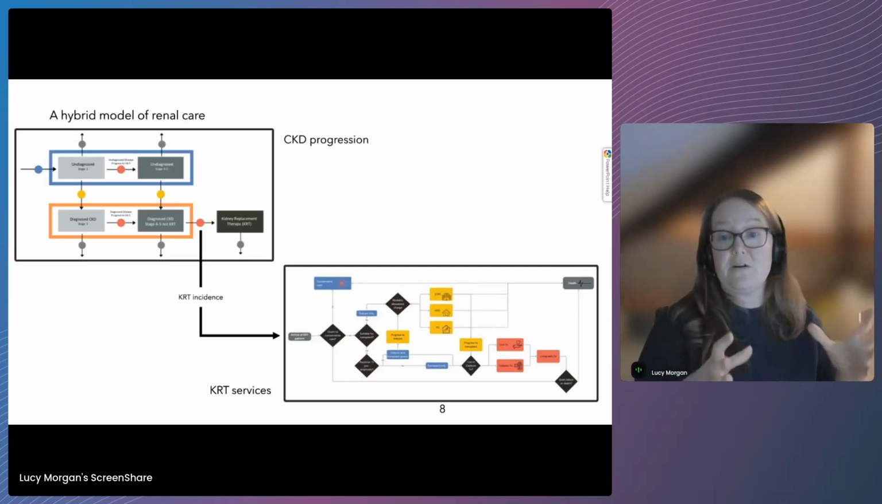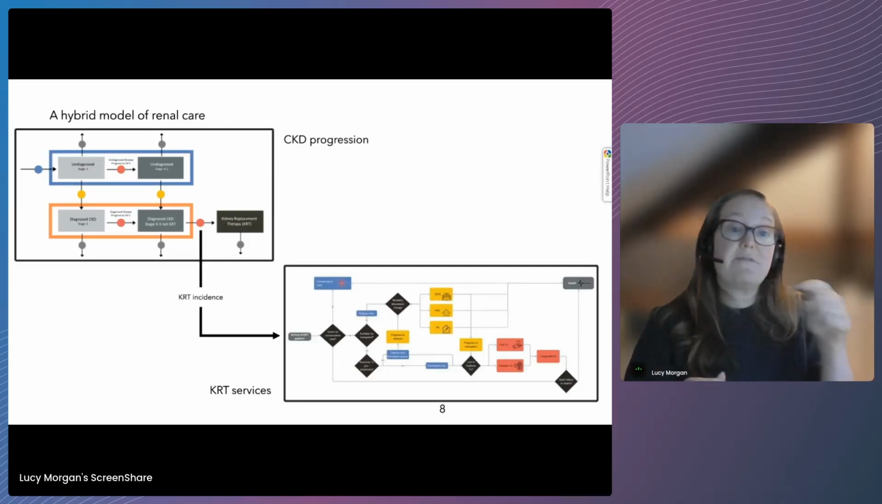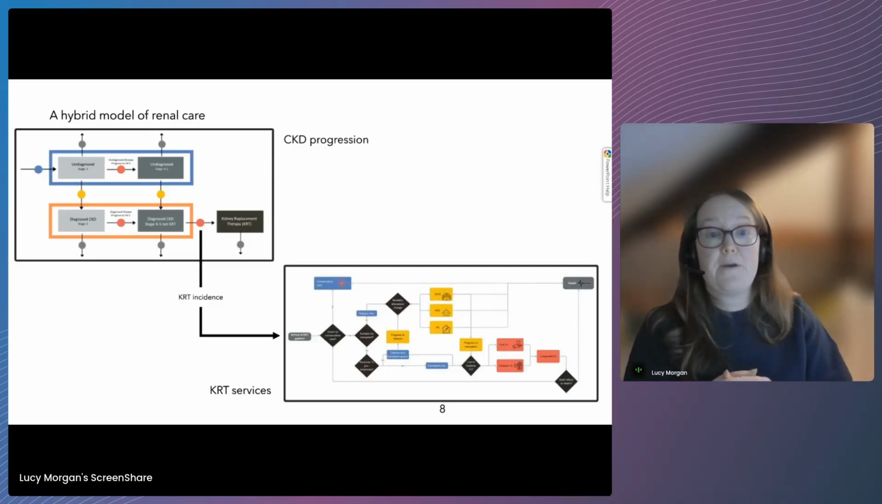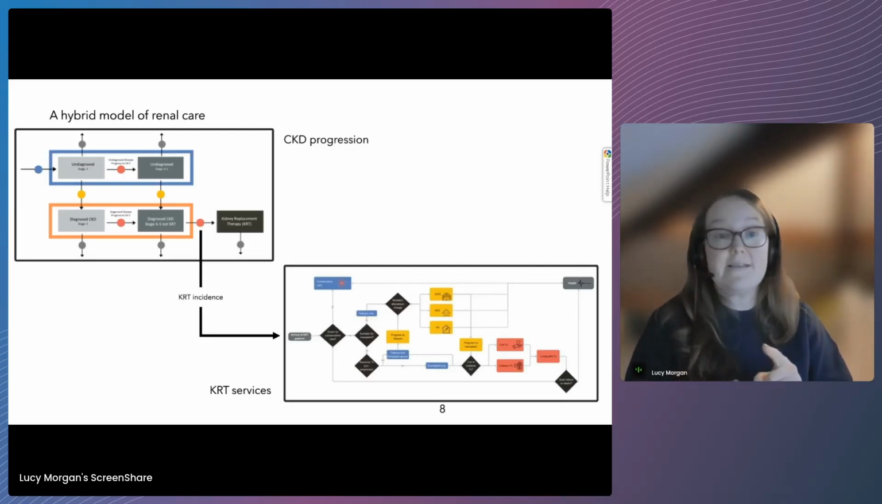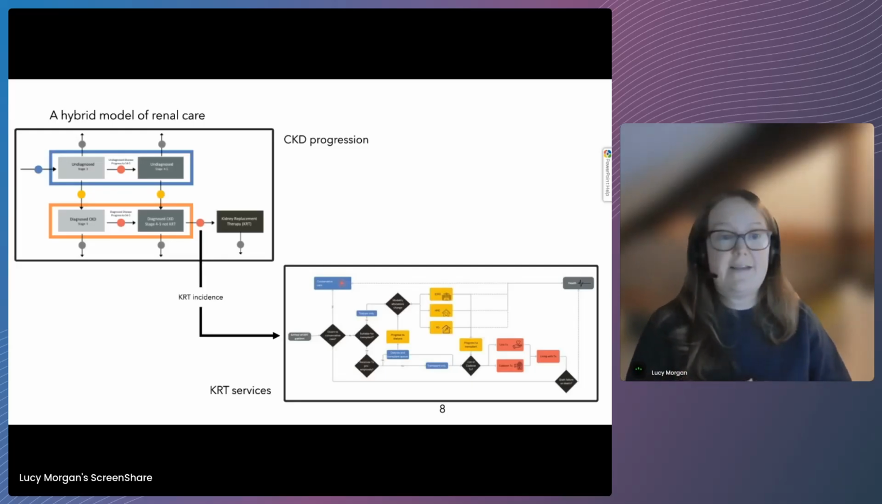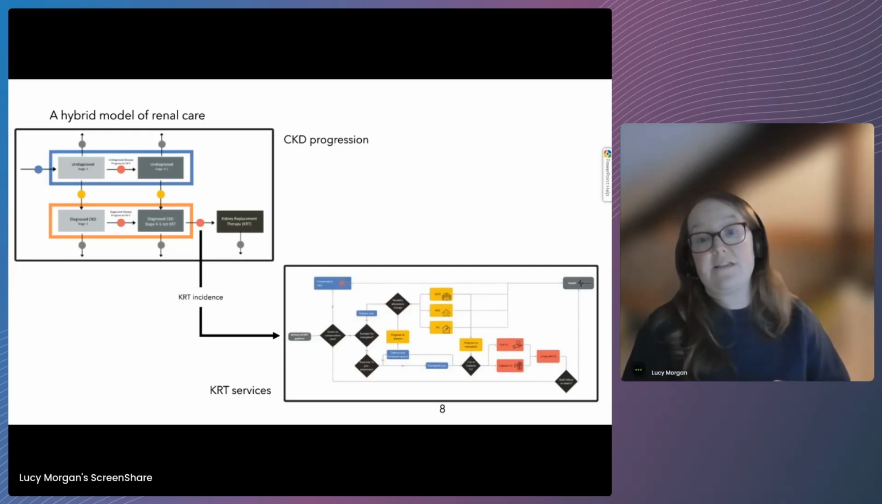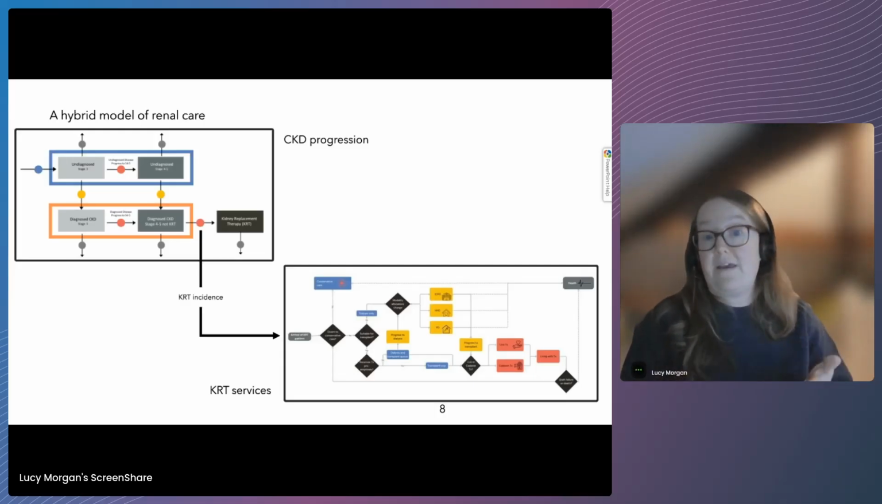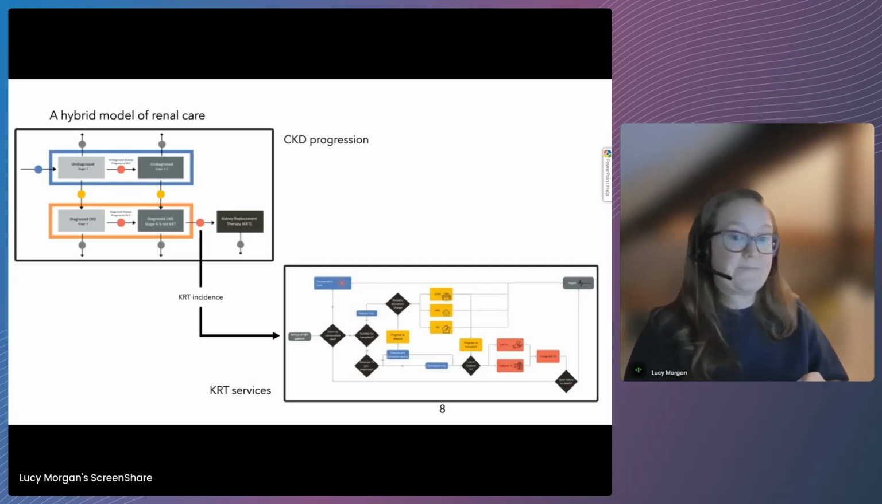Now, the second model is of the actual kidney replacement therapy service. So it looks at all the different pathways that patients can flow around that system. So are they in dialysis? Are they at home doing dialysis or in centre? What type of dialysis is that? And maybe are they living with transplant or have they been put onto conservative management? So that is much more of an individual level model.